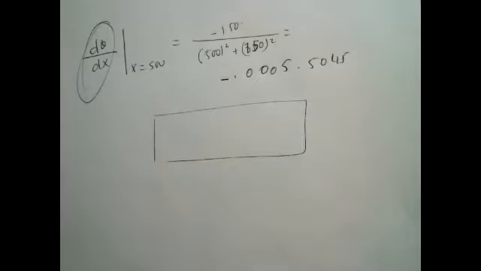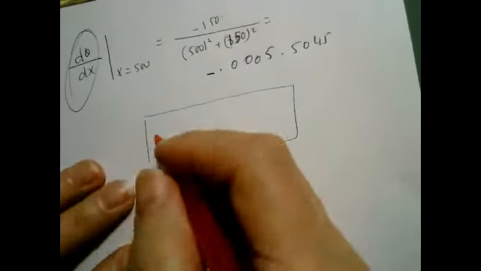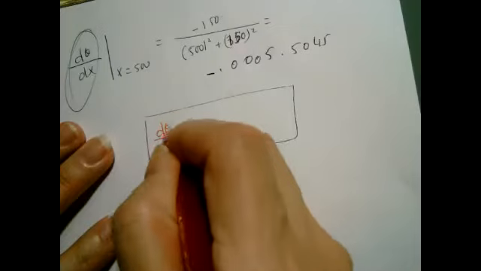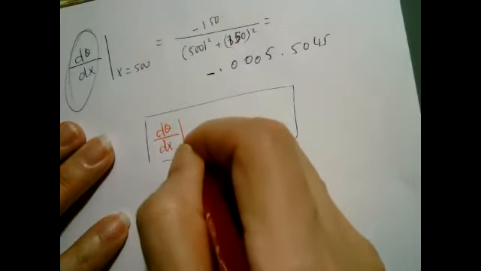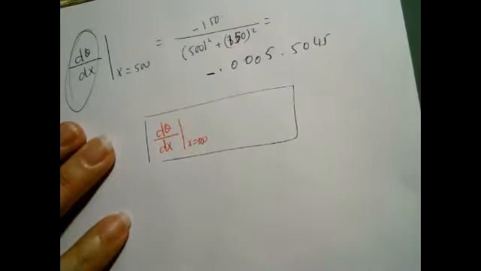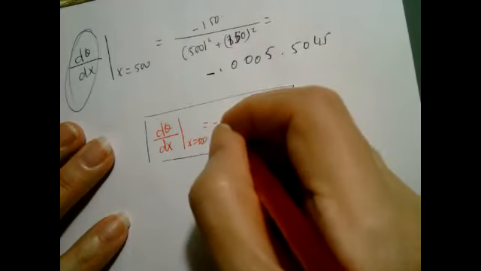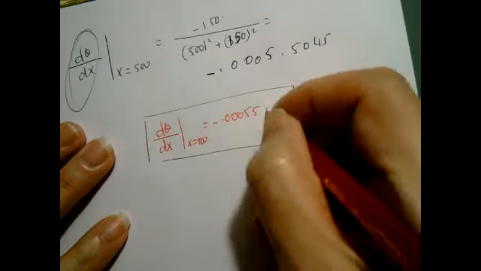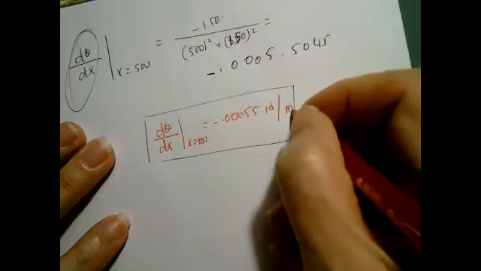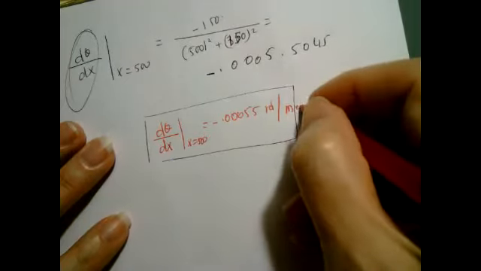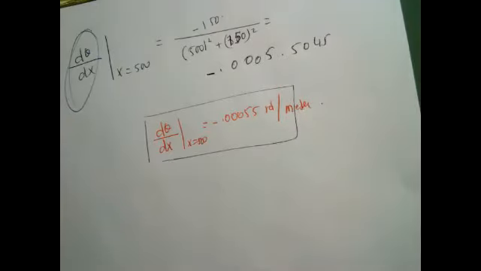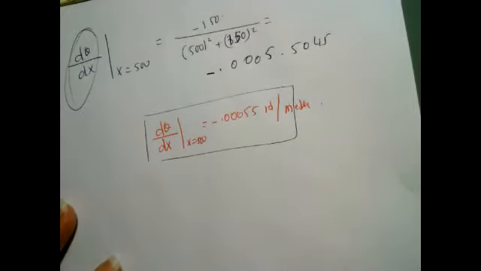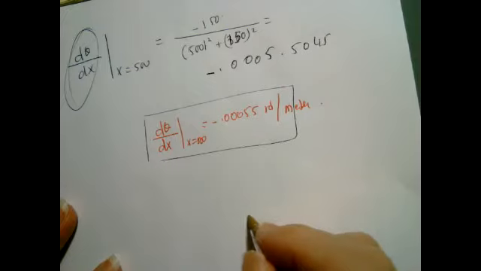So the unit of the derivative here, d theta dx, means how fast theta is changing after the boat is 500 meters away. It is minus 0.0055 radian per meter. So intuitively, why is this helping us? Intuitively, it tells me the following.